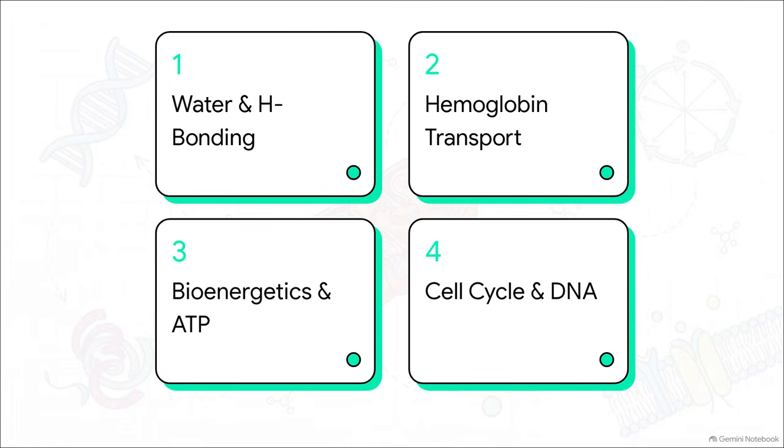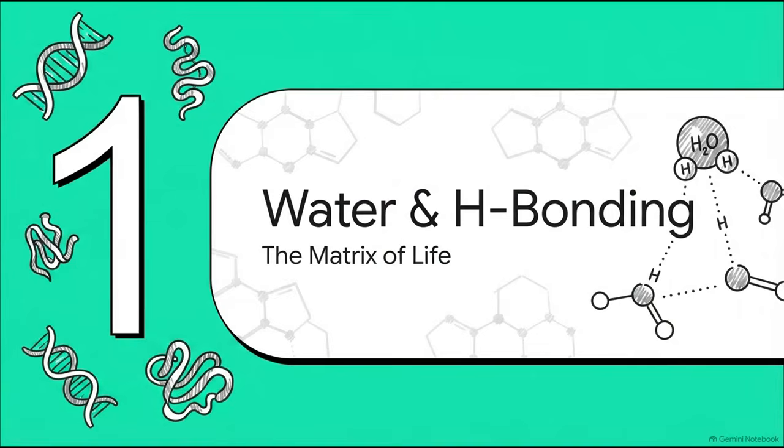First, water and hydrogen bonding. Second, hemoglobin and oxygen transport. Third, bioenergetics and ATP. And finally, cell cycle and DNA regulation. Let's start. Section 1. Water and hydrogen bonding, the true matrix of life.